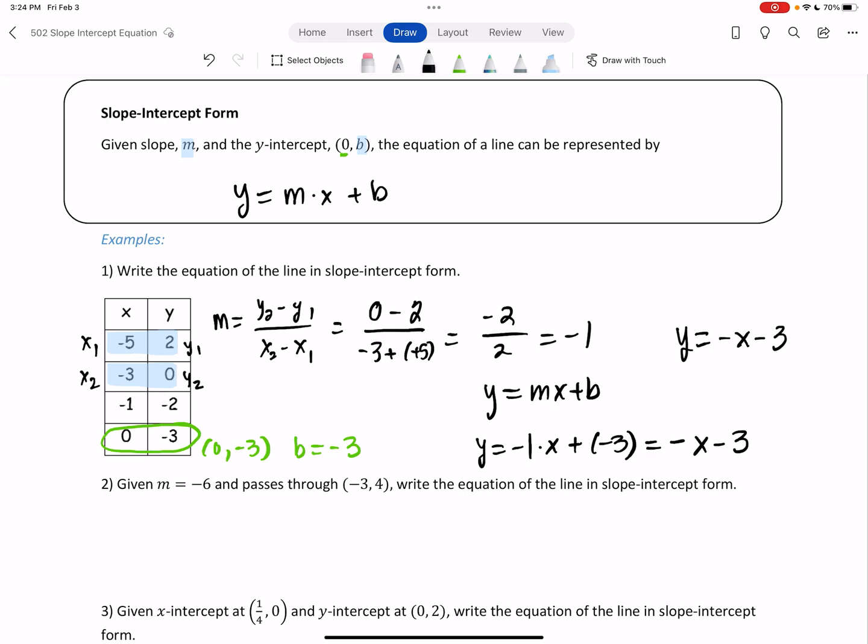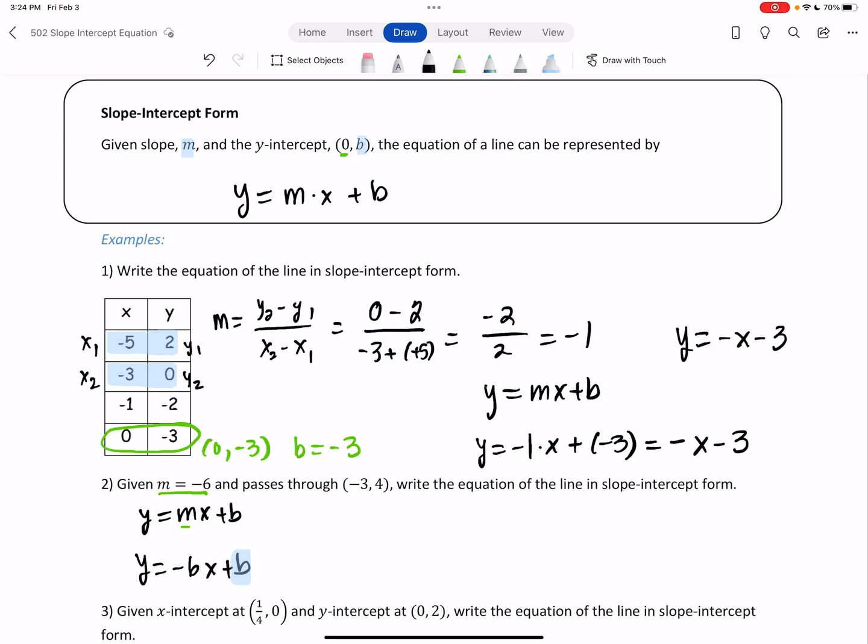Okay, let's try again. Given that m, the slope, is negative 6, and the line passes through the point negative 3, 4, write the equation of the line in slope-intercept form. So we have y equals mx plus b. We know that m is negative 6, so what we really have is y equals negative 6x plus b. The problem is that we don't know what b is. This just tells us that when x is negative 3, y is 4.